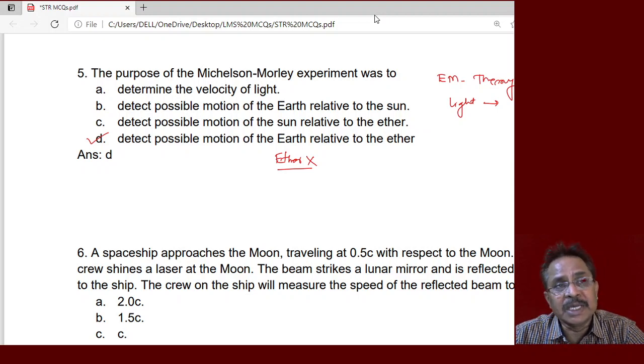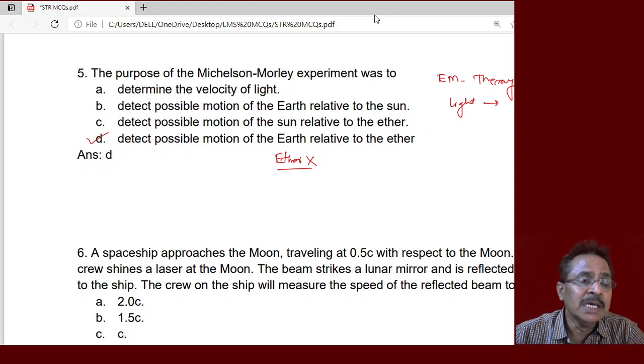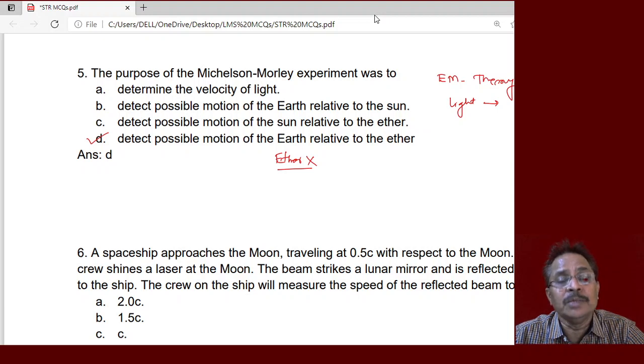In other terms, it discarded the existence of a universal frame of reference. If such a frame of reference does not exist, another implication is that the velocity of light must be constant for all observers irrespective of their motion. That is how the second postulate of relativity is a direct consequence of the negative result of the Michelson-Morley experiment. That has to be remembered, and then we can go on to understand the importance of this experiment and all these things.